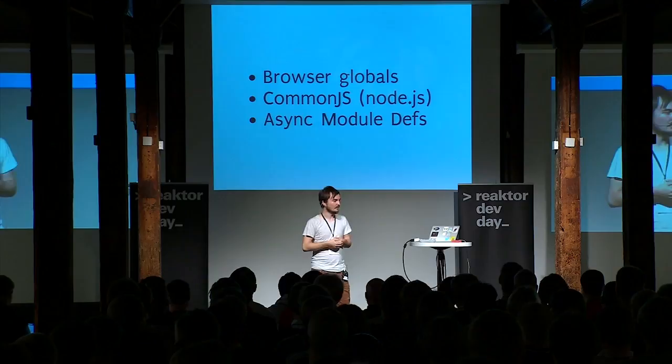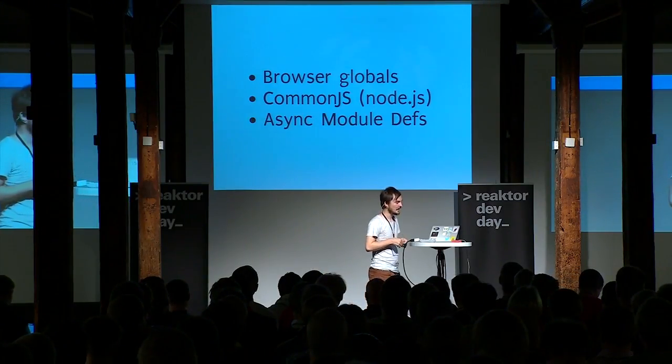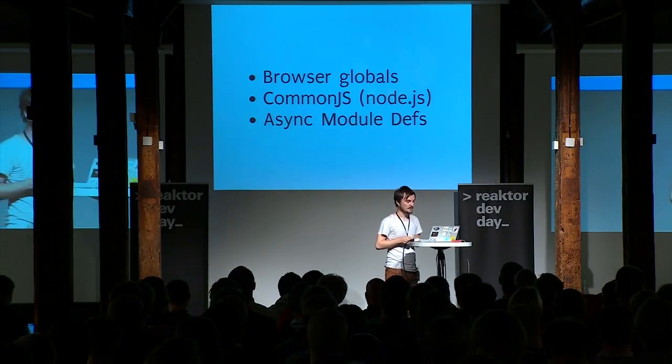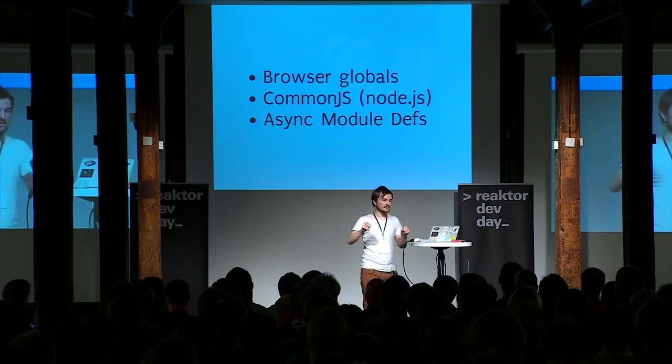CommonJS is in Node.js, so you do x equals require x, and you get the x imported. Or there's AMD, which works pretty well for browsers because it's an asynchronous module definition, where browsers don't want to block, so they want everything asynchronous. So all of these work better in different situations.